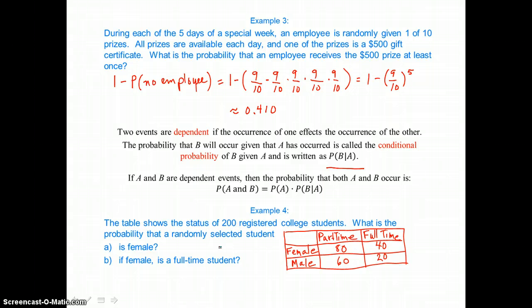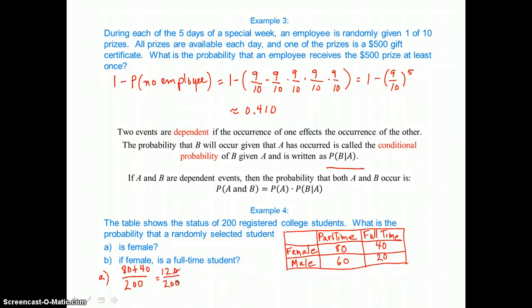What is the probability that a randomly selected student is female? Well, in A, since there's 200 possible registered college students to choose from, and we want the success to be a female, and the females total 80 plus 40. So our probability is 120 over 200.